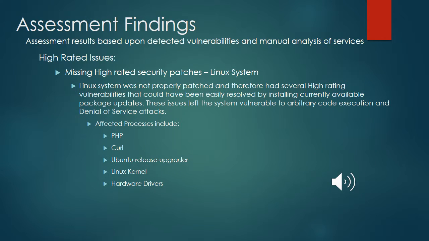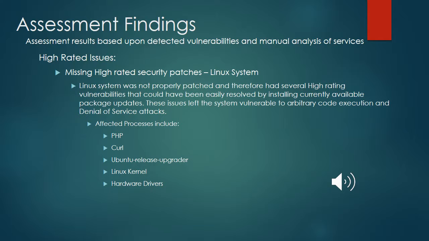Next, I will move on to the results that received a CVSS rating of high. These were all found on the Linux system. However, all of these could have been easily patched by installing available security patches for the services that had been installed and also patching the Linux system itself. These issues left the system vulnerable to arbitrary code execution and denial of service attacks.